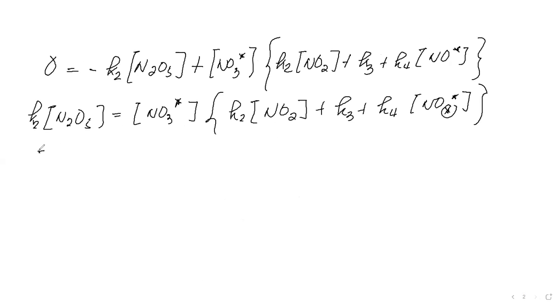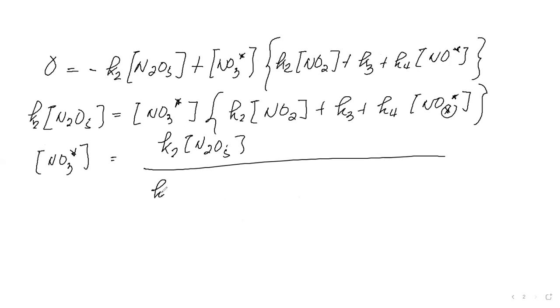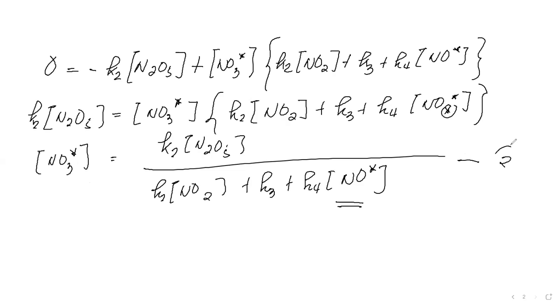So you have NO3 asterisk being equal to K sub 2 N2O5 all over K sub 2 NO2 plus K3 plus K4 NO asterisk. This NO3 could have been substituted right away to equation 1 without the presence of this. But since we still have NO, you need to eliminate this NO, which is another intermediate.